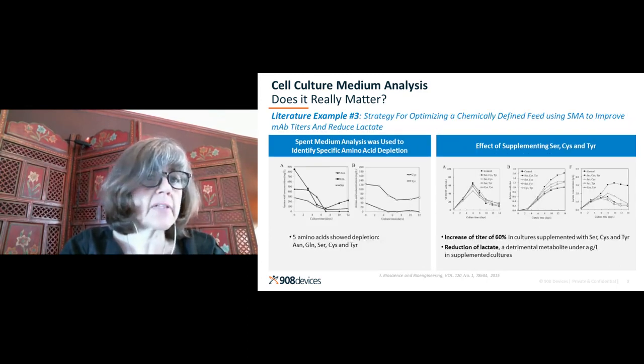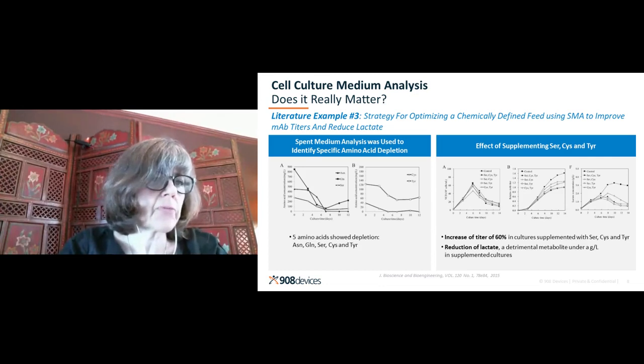In the third example, another very nice paper published about 6 years ago as well, the authors developed a strategy for optimizing defined feed using spent medium analysis to improve mAb titers and reduce lactate. Of course, we all want to improve those titers, and we know that lactate can be detrimental to your culture, and we always want to keep that lactate level low.